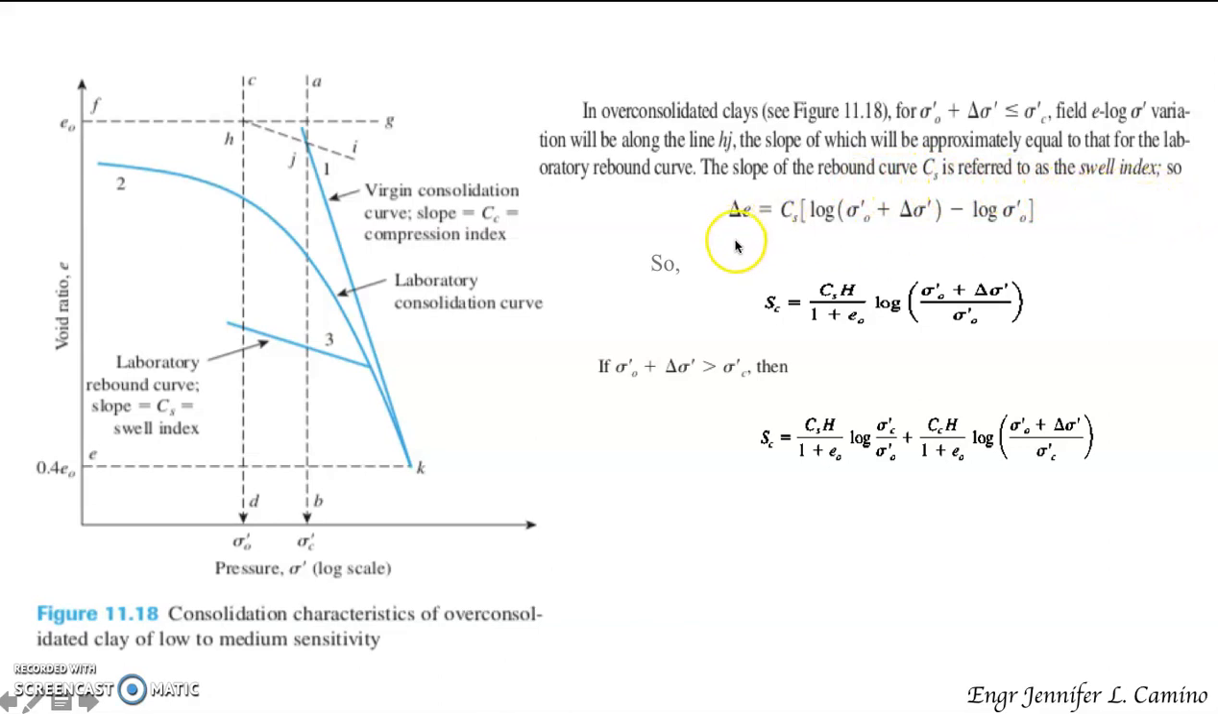So for this one, we have delta e, which is given by this expression, and to compute for our settlement, we have this expression. However, if sigma prime O plus delta sigma prime is greater than sigma sub C, then the expression to compute for the settlement for over-consolidated clay is given by this expression.